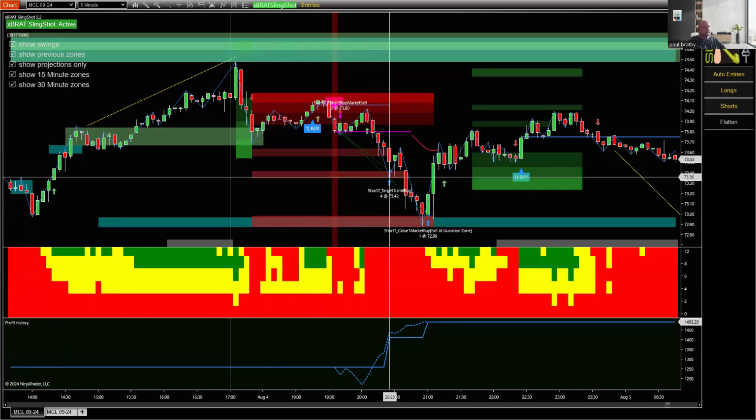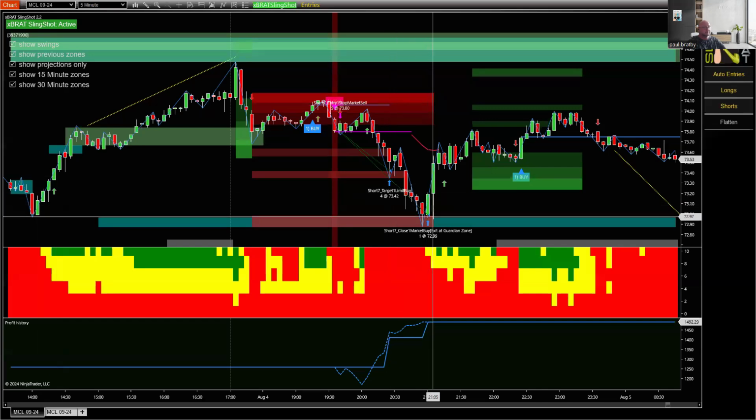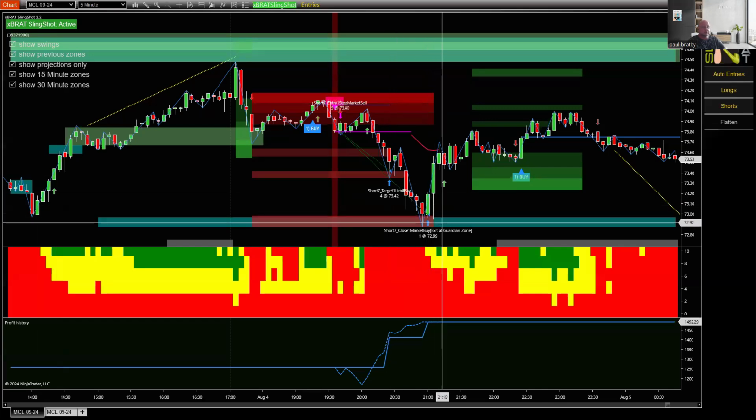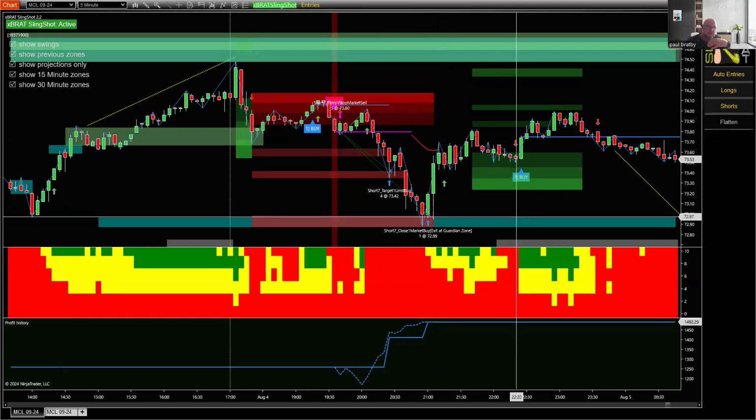Target 2, we get 4 contracts taken, and then the fifth is taken out at the Guardian Zone. So the Guardian Zone is that support zone. That's one of the settings that we have in there, that we say, actually, when it hits support, let's just take the profit. Let's not hang around. Let's not wait for it to go through.